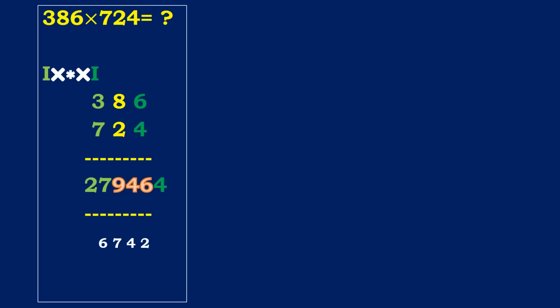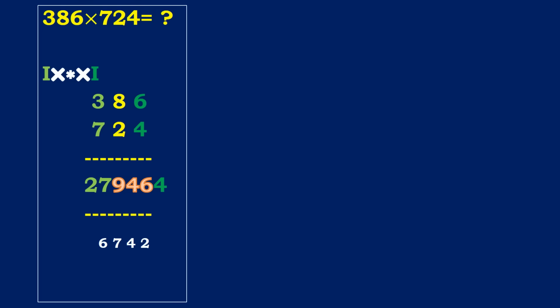The second step here is cross multiplication of units places and tens places, which means 8 should be multiplied with 4, 6 has to be multiplied with 2, and their sum has to be obtained.